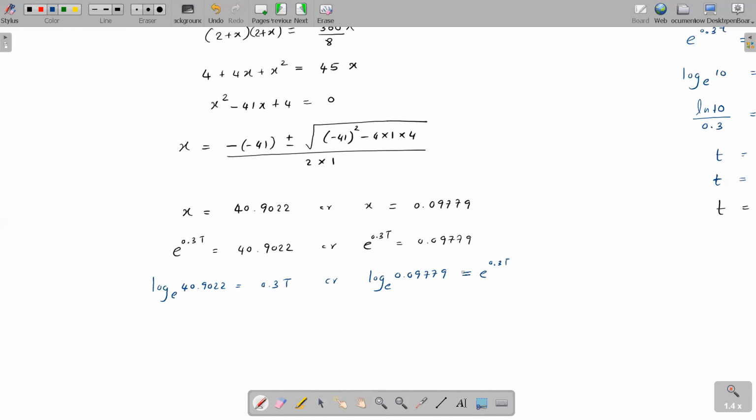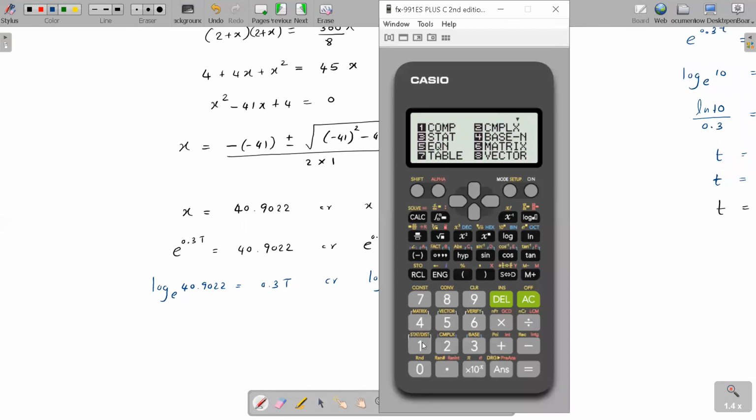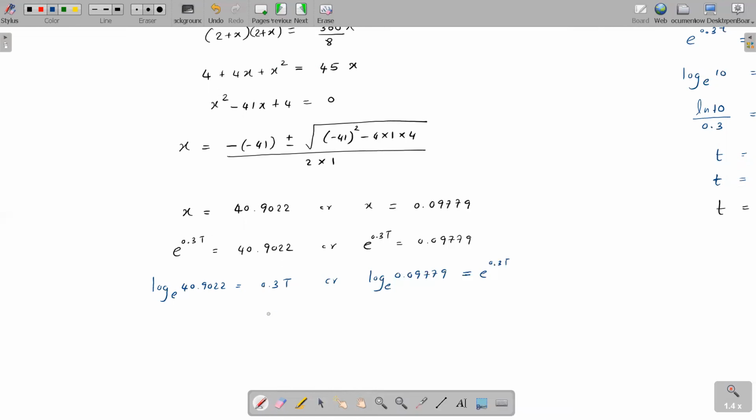Then it's a matter of typing the whole thing in the calculator and dividing. Log base e is ln. So ln 40.9022 divided by 0.3 gives you the time, 12.37, or in other words, time is 12.4 years.